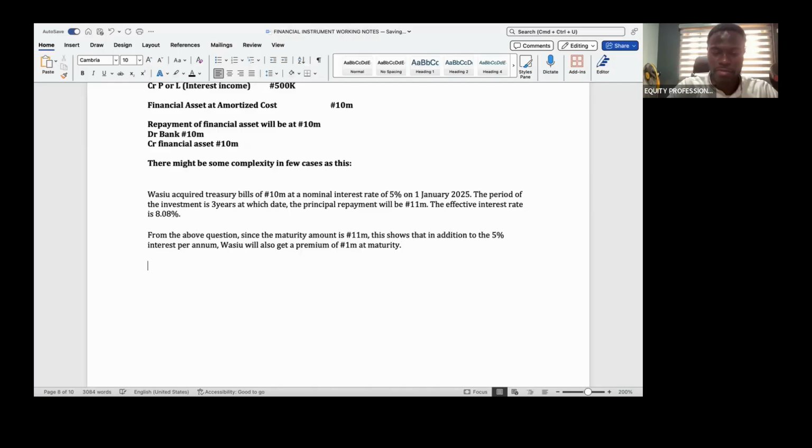So with this now, in year one, the interest income that we recognize to P&L will not be 5% of 10 million anymore, but rather it will be 8.08% times 10 million, which will be 808. So with this, we will debit. You can't debit bank because you are not going to receive the whole of this 8.08 in the first year. You're only receiving 5% of it. The remaining 1 million is received much later at maturity.